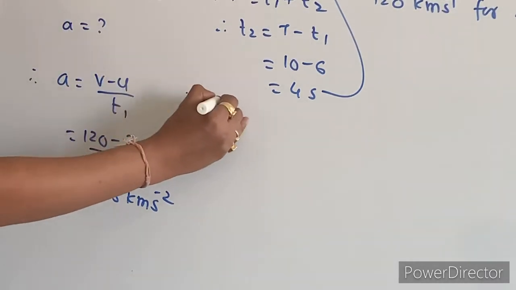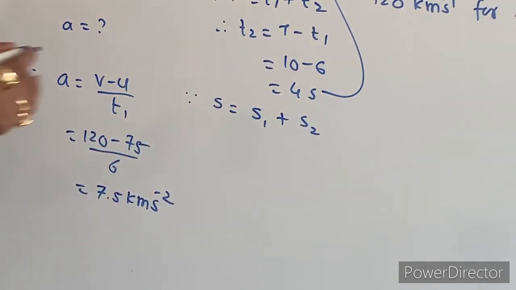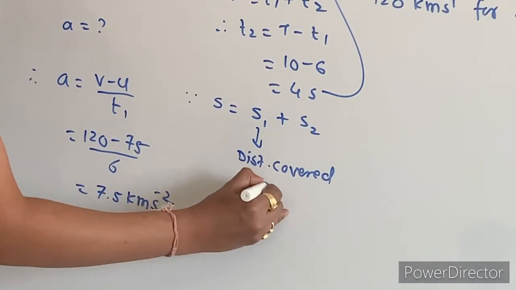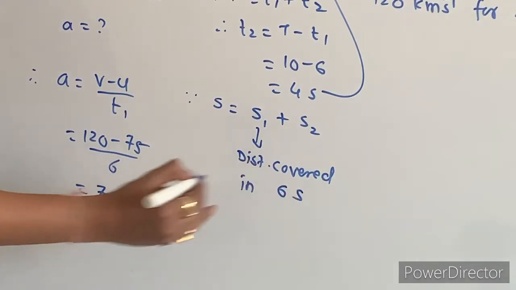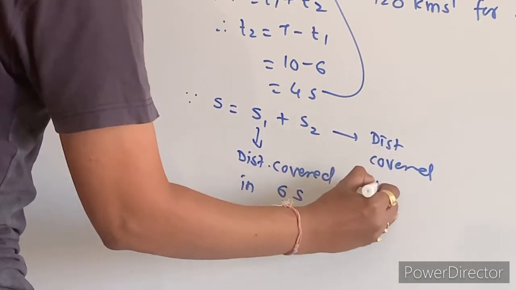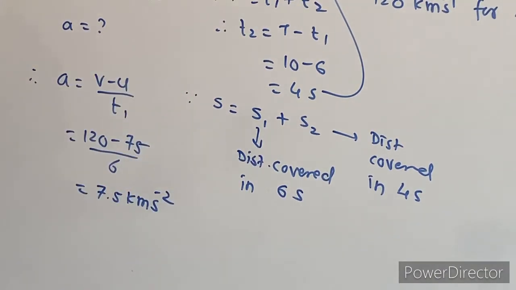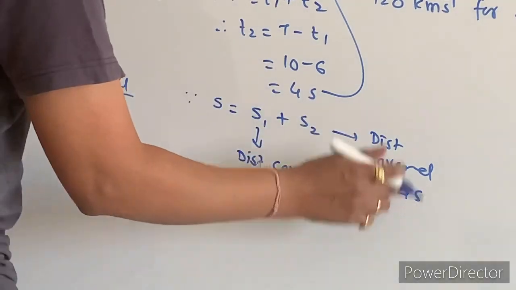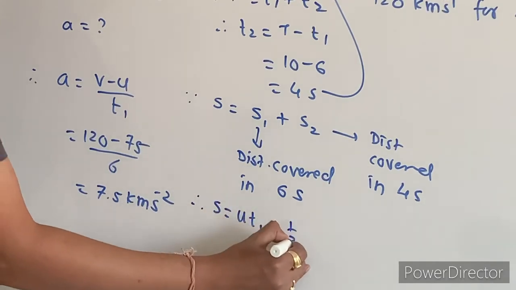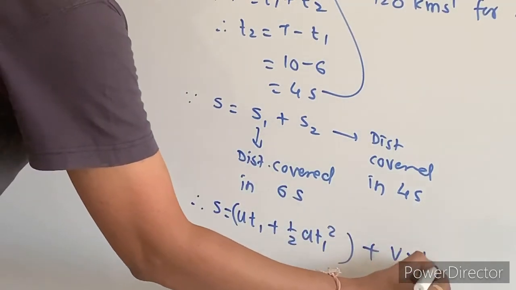So I can write the total distance covered S is equal to S1 plus S2. S1 is the distance covered in 6 seconds, and S2 is the distance covered in 4 seconds. Here it is accelerated motion, because there is acceleration, and here it is moving with a uniform velocity. So I can write S1 is equal to u t1 plus half a t1 square, and S2 is v into t2.